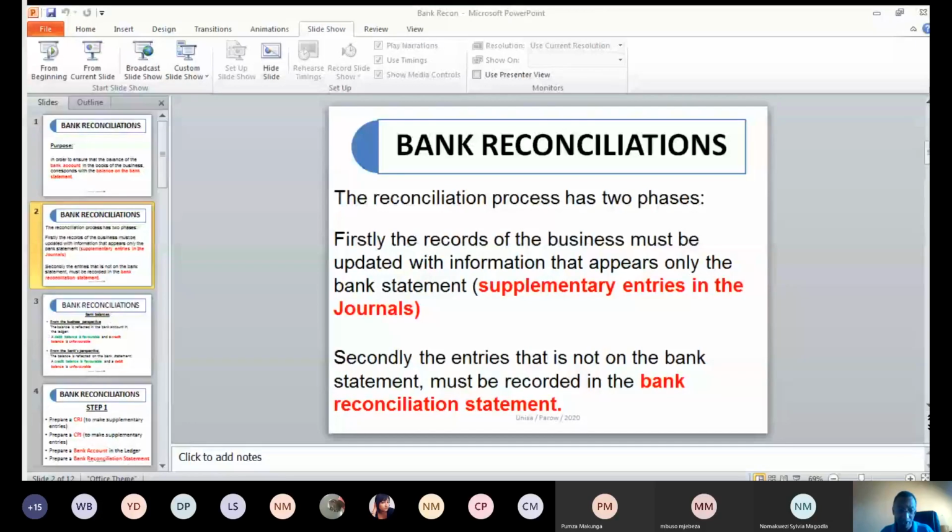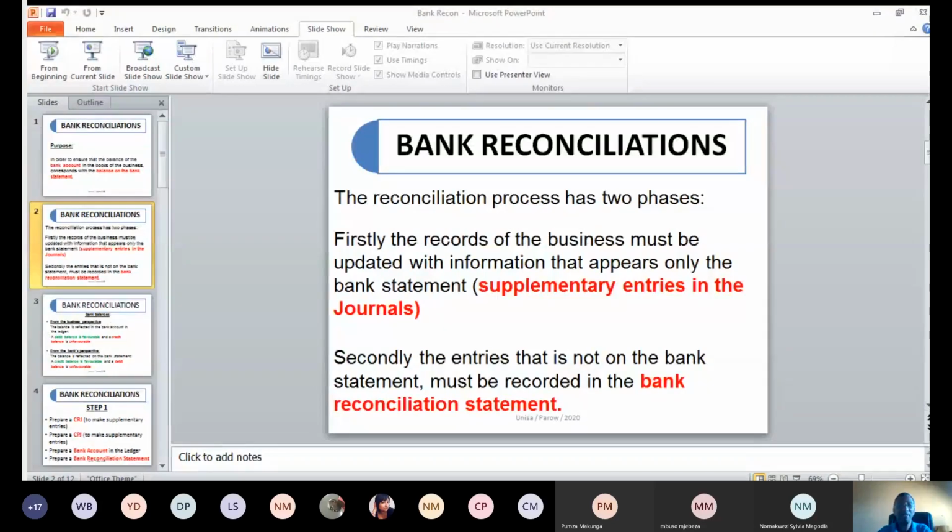The second process is that if you come across any entries that are in our records, meaning that we have got some entries in our cash receipts journal and in our cash payments journal, but they are not yet on the bank statement, those items we record in the bank reconciliation statement. So those are the two phases that we have here with bank reconciliations.